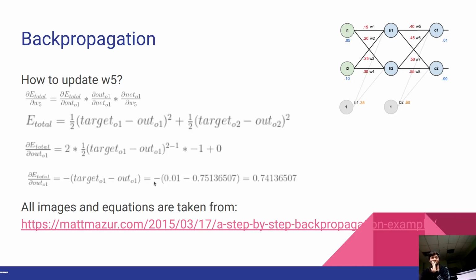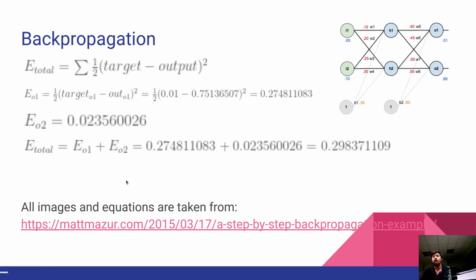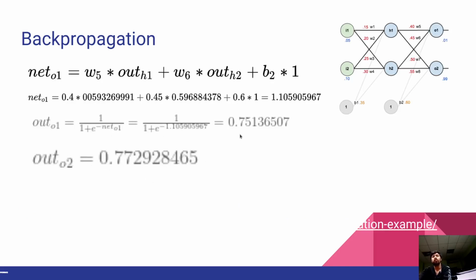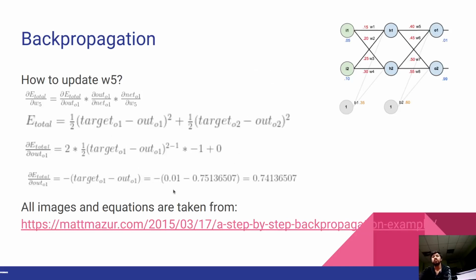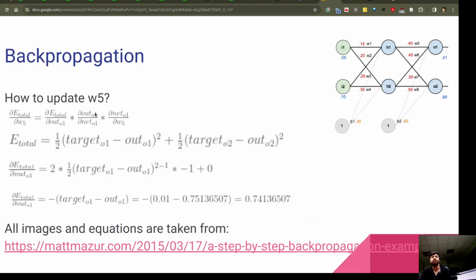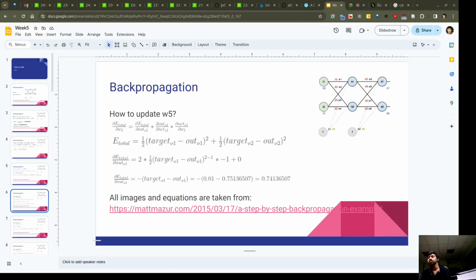Okay. So if we just put the values here in the previous step, target O1 is 0.01, it is given in the data, and out O1 we have calculated, so this is out O1, 0.7513. If we just put the values here, this will be the output. This will be the value of this part, E total with respect to out O1. So till now, is it clear? Then I will also calculate this, so then we can find the value of this. I hope it is clear to everyone.